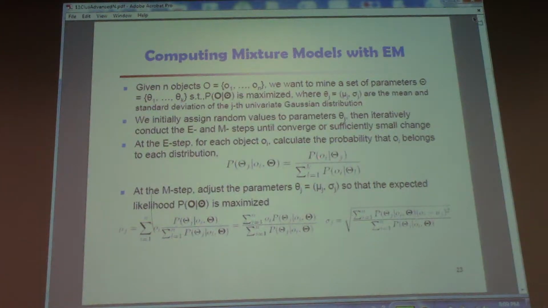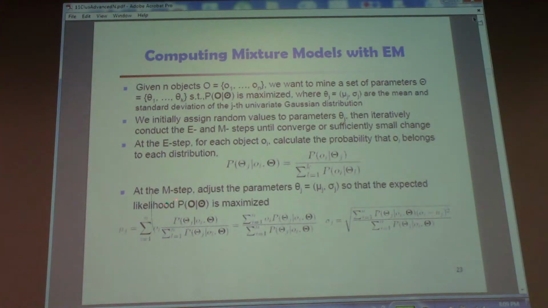So during the E step, for each object we can determine the membership. It's the probability that each object belongs to each cluster distribution. How can we compute that distribution, the membership, using this one?